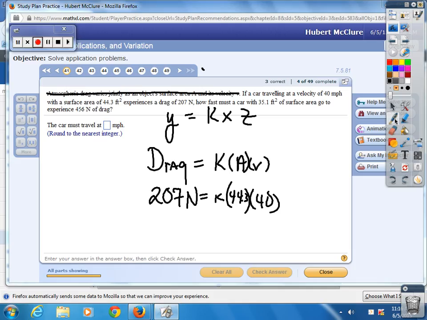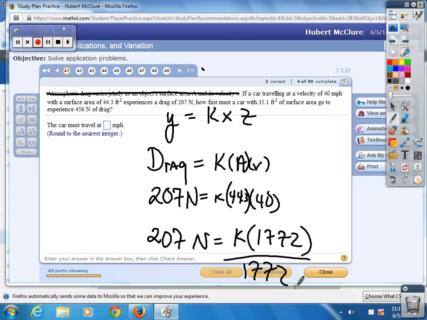All right, so somebody calculate 44 would be 1,600 something. 1,772. Divide by 1,772. And what is K? 0.1168. Drag is equal to 0.1168 times A times B.